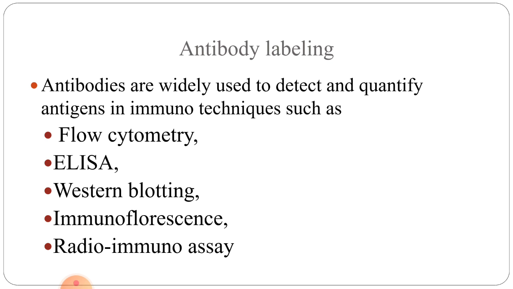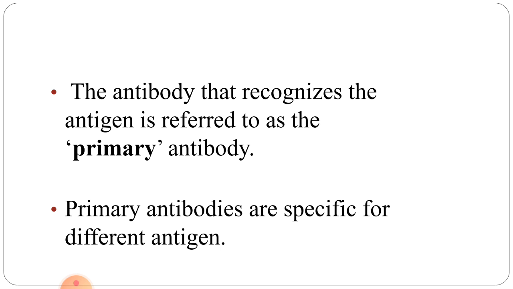Next, what is antibody labeling? Antibodies are widely used to detect and quantify antigens in immunotechniques such as flow cytometry, ELISA, Western blotting, immunofluorescence, radioimmunoassay, etc. In these techniques we are going to use two types of antibodies: the one which recognizes the antigen, and another antibody which recognizes this complex.